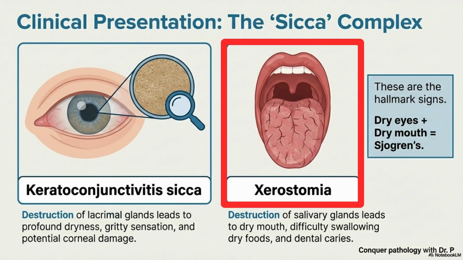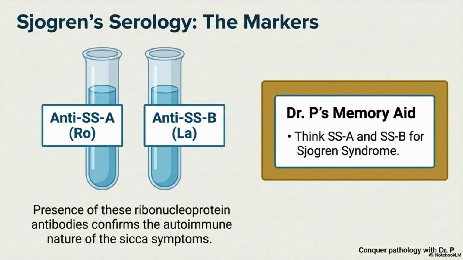How do we tag this suspect? We look at the serology. We are looking for 2 specific antibodies against ribonucleoproteins, anti-SSA, also called Ro, and anti-SSB, also called La. Remember, SS stands for Sjogren syndrome. If you see Ro and La, think Sjogren.